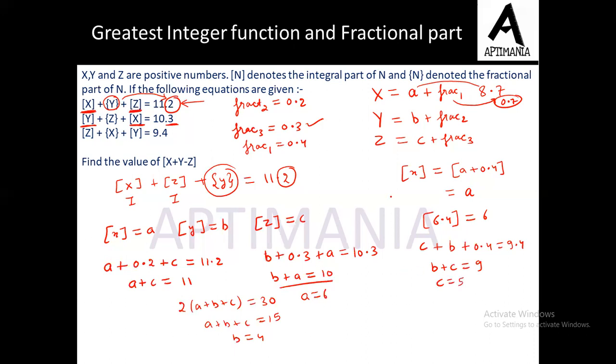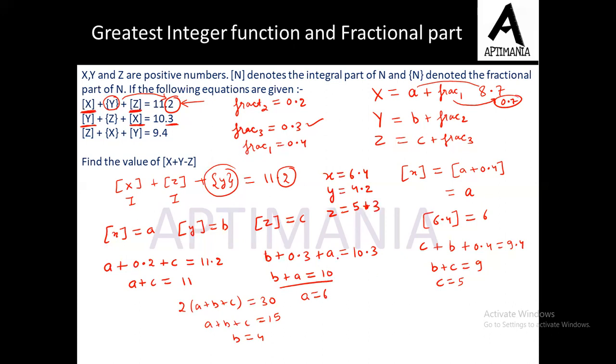So now we have got the values of all the fractional parts as well as integral parts of x, y, and z. For x, a is 6 and the fractional part is 0.4, so x is 6.4. y is b plus fractional part 2, where b is 4 and fractional part 2 is 0.2, so y is 4.2. And we have z as c plus fractional part 3, so 5 plus 0.3, that is 5.3. This is the value of z.